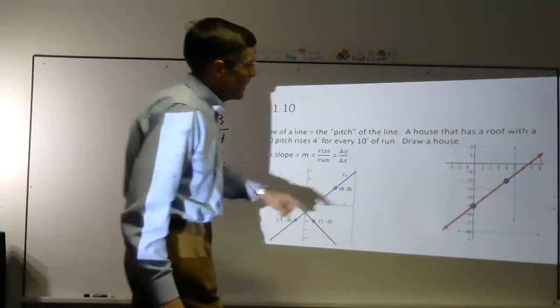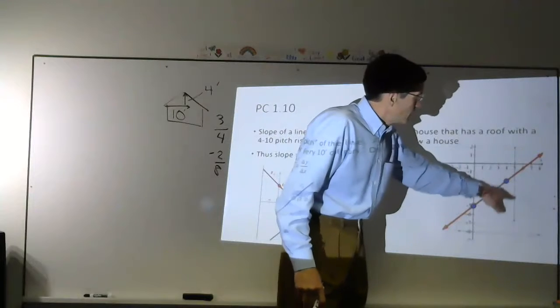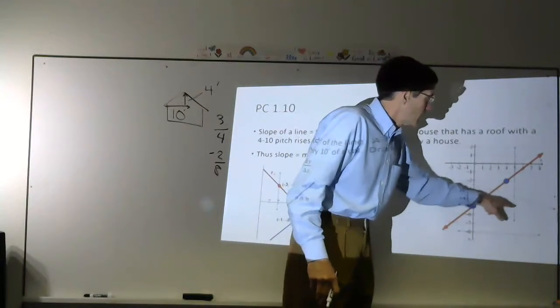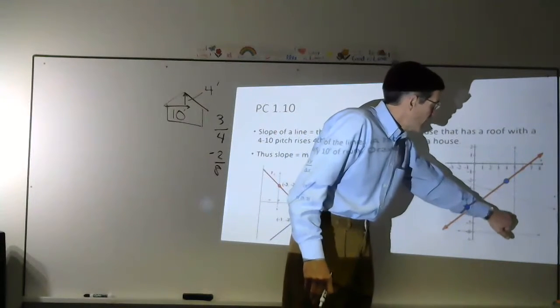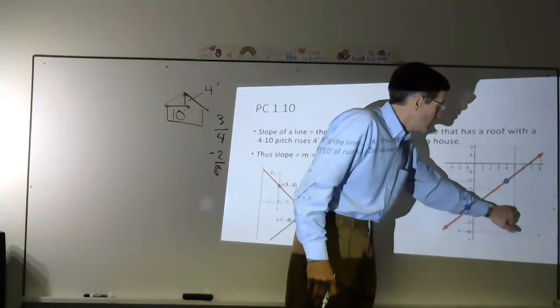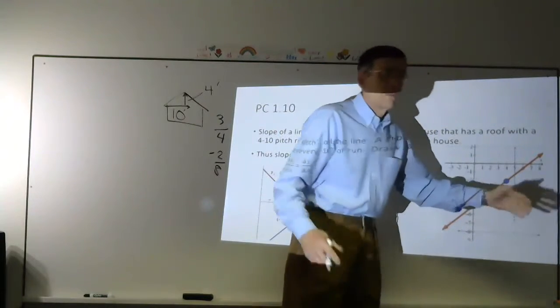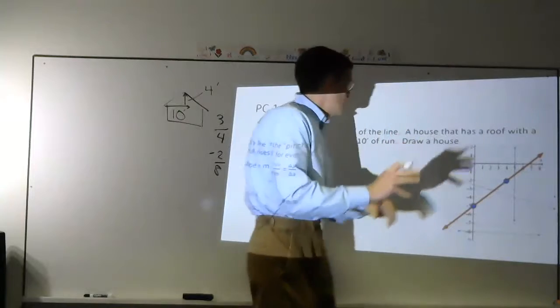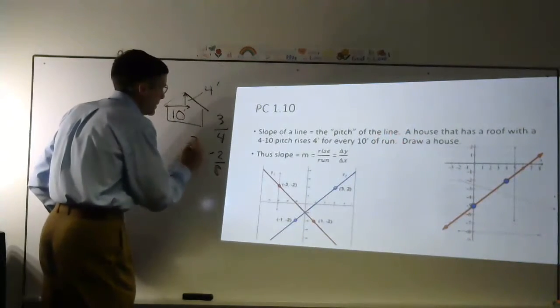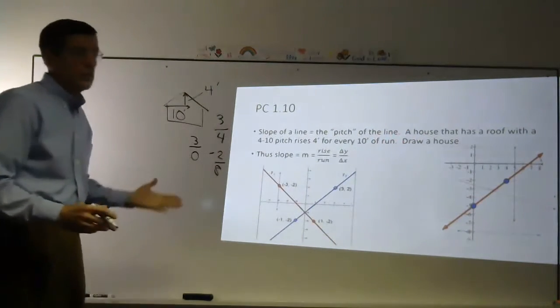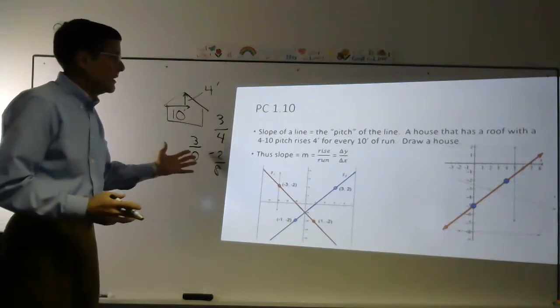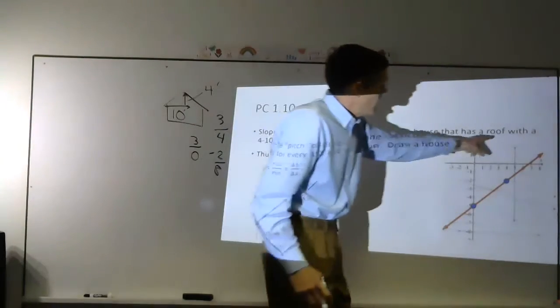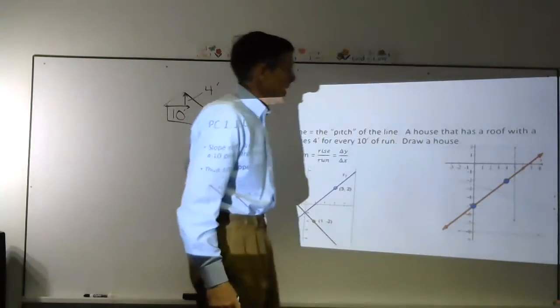This vertical line is rather interesting because you have no run at all. Like, for instance, I say you could go from here to here. We're going to go up 3, but you don't have a run. So up 3 is on the top, 3 over 0. 3 over 0 is, you can't divide by 0. This is undefined. There is no slope for a vertical line.